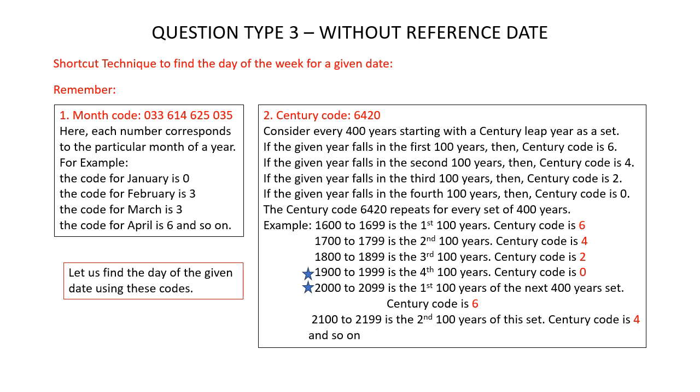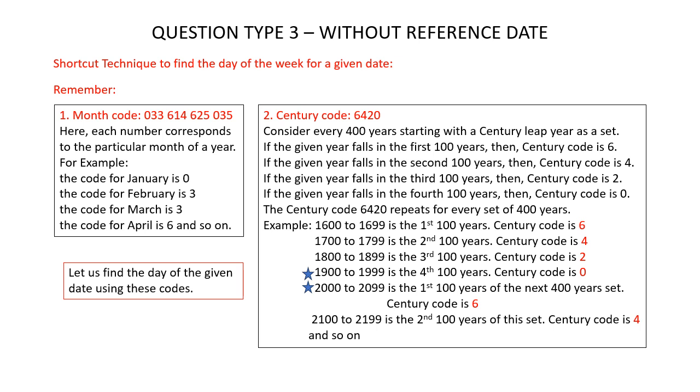Now let's understand this with the help of an example. Now let's consider the year 1600. 1600 is a century leap year. So let's start this set of 400 years from 1600, which is a century leap year. So 1600 to 1699 is the first 100 years. If any year falls between 1600 to 1699, then the century code is 6.